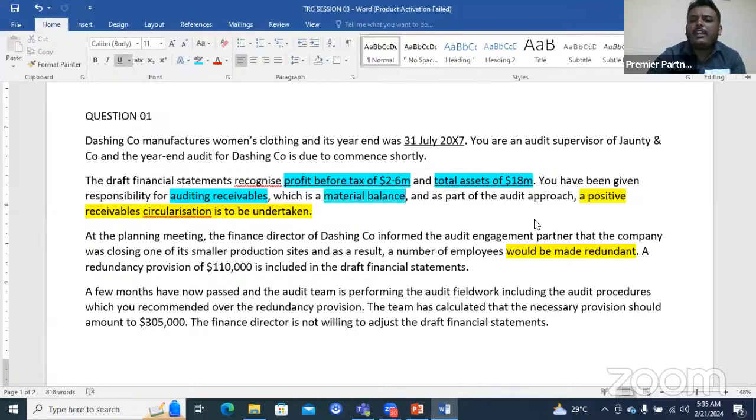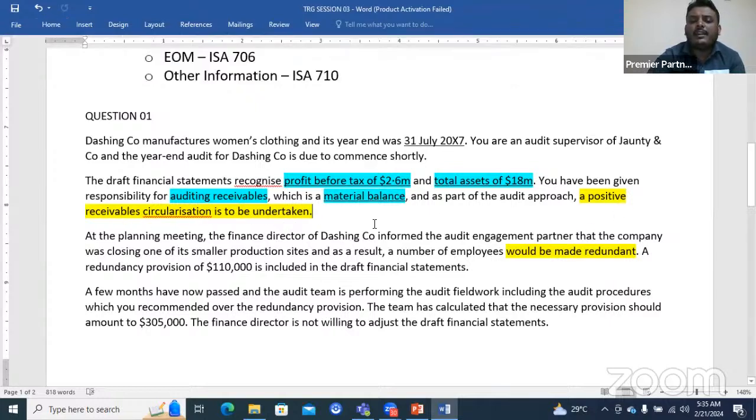As part of the audit approach, a positive receivable circularization is to be undertaken. For positive receivable circularization, you might study ISA 505. There are two types of circularization or confirmation. One is positive circularization and the other is negative circularization. Please focus on that.